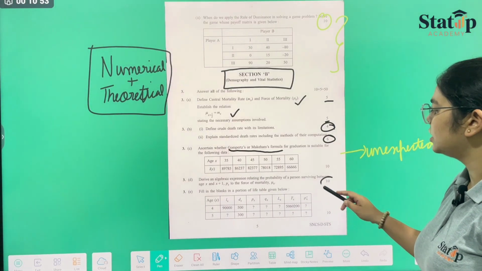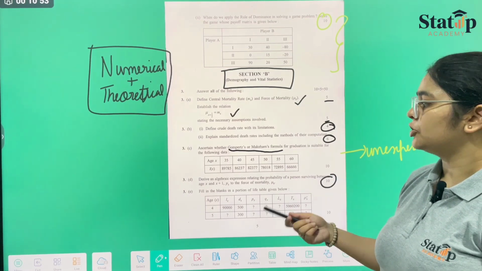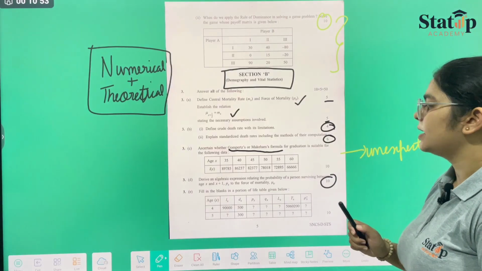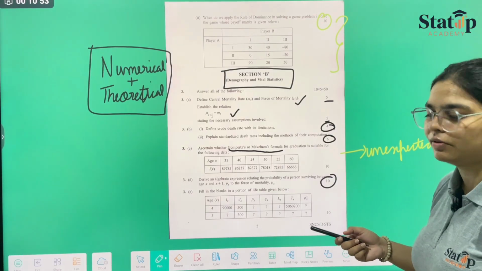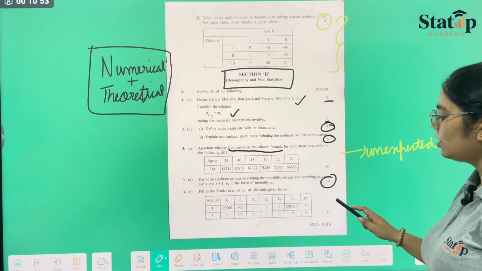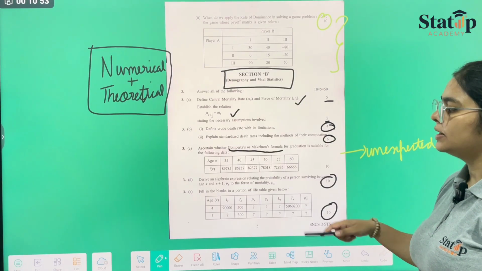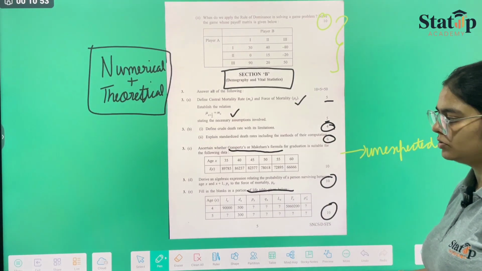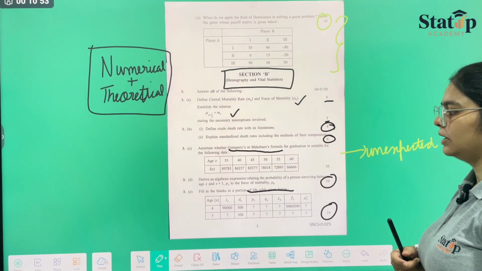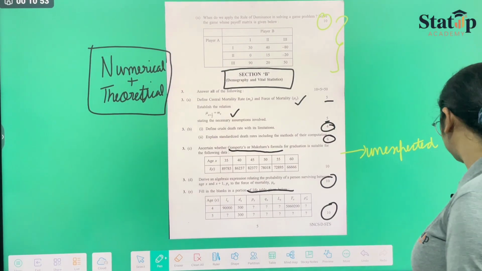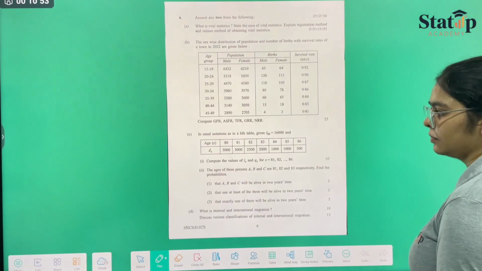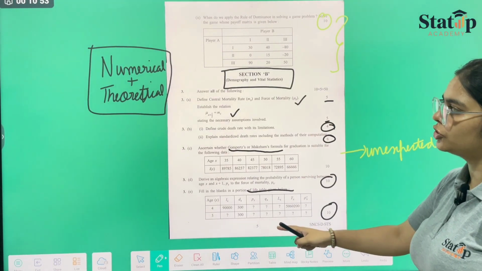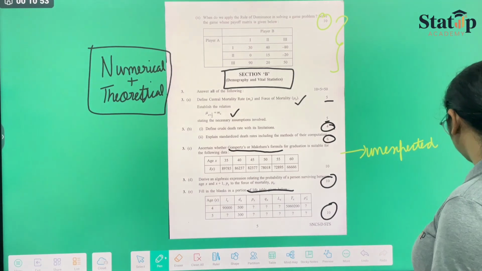Then question 3C is to draw the relationship between Px and mu x, where Px is the probability of a person surviving between x and x plus 1. This question has been repeated a lot of times in the PYQs as well, so it was an easy one. The life table, we had to fill in the life table. Now these were your 5 portions of 10 marks each, which we have completed.